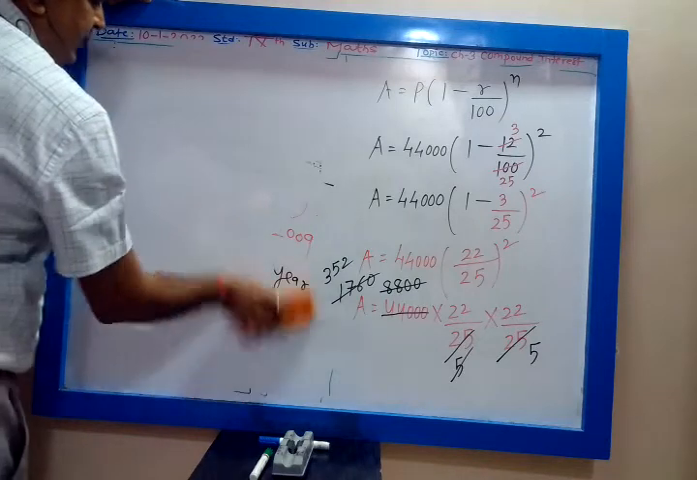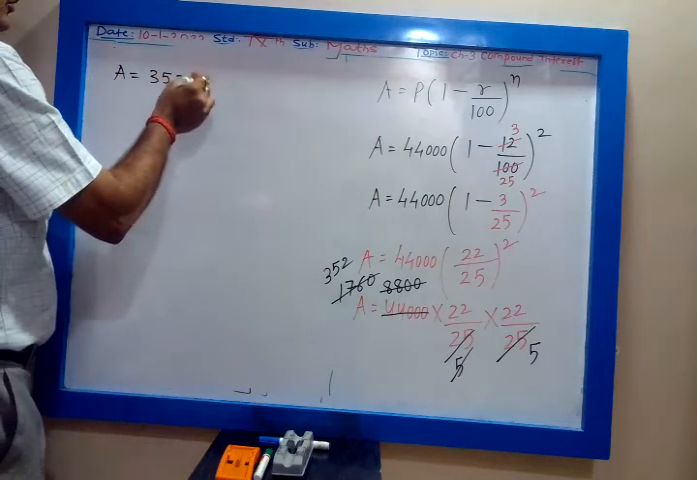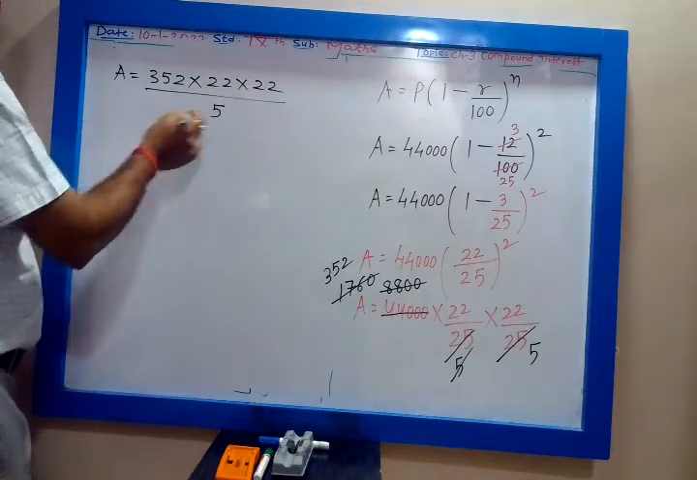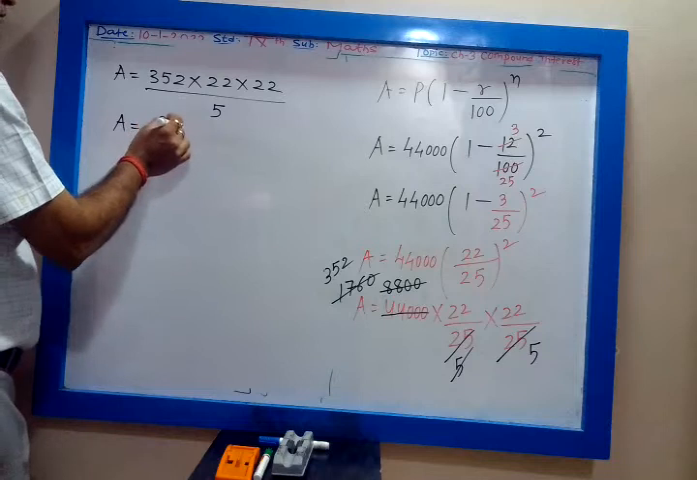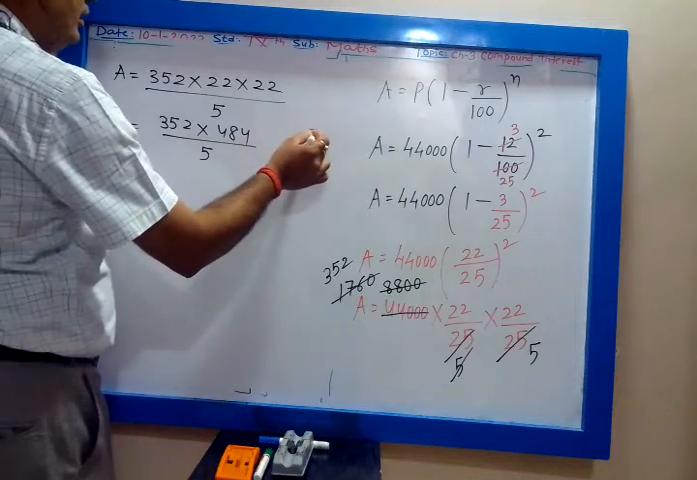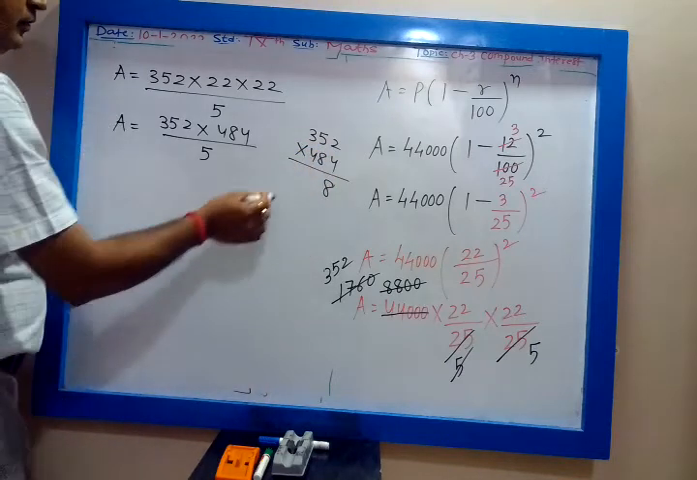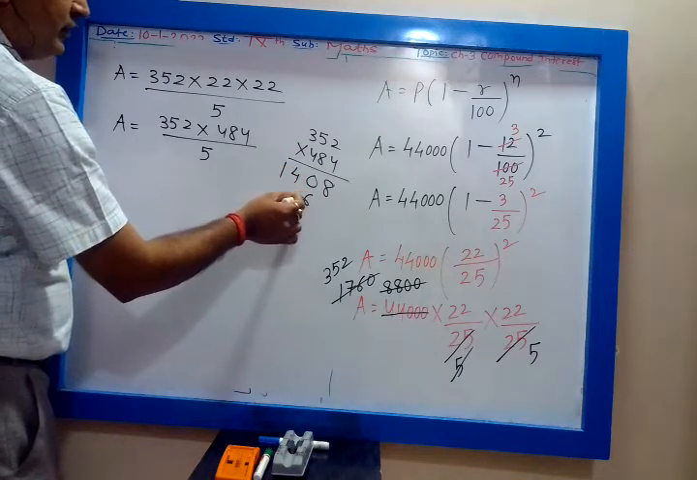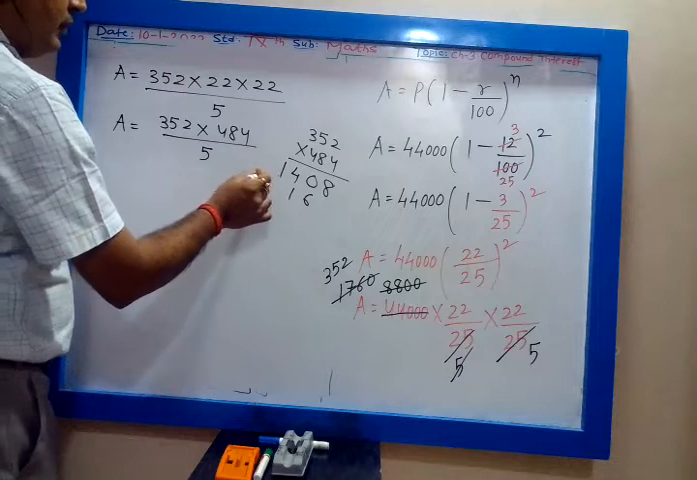The amount at the end of year 2009 is A. So A is 352 into 22 into 22 upon 5. You can cancel them. So A is equal to 352 into 484 upon 5. Now multiply 352 and 484. Don't use a calculator. 4 twos are 8, 4 fives are 20, 4 threes are 12, plus 2, 14.